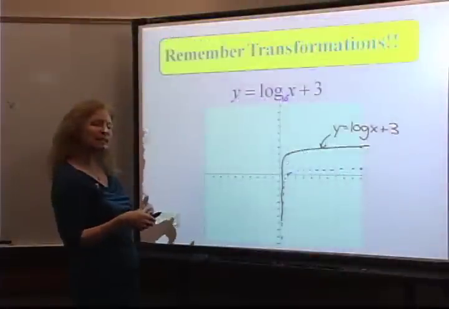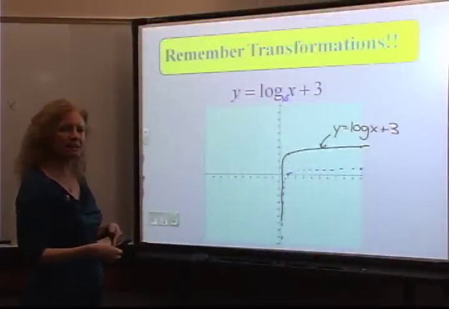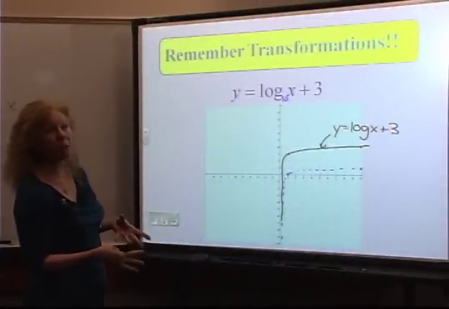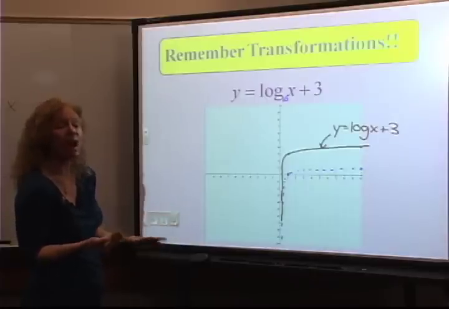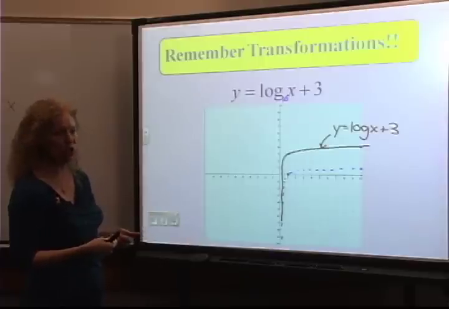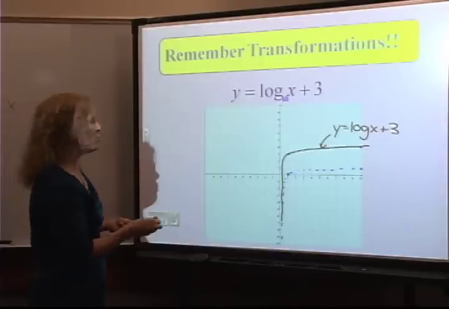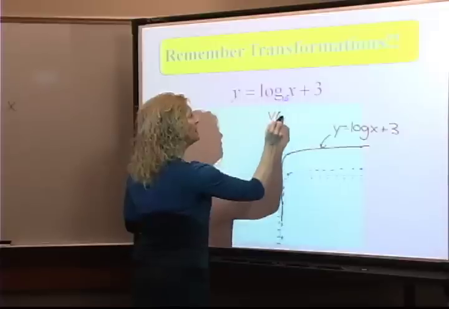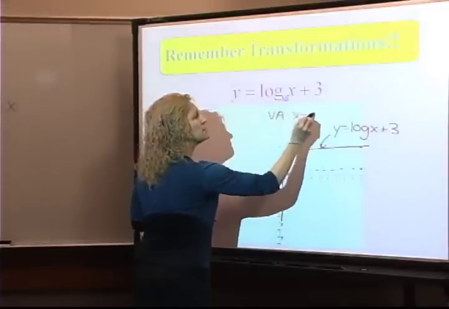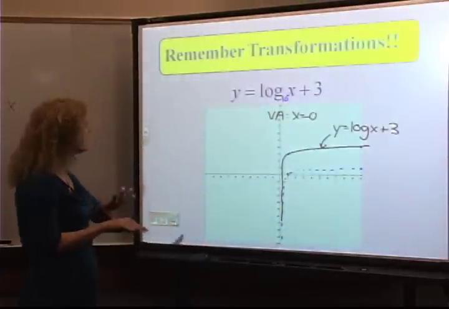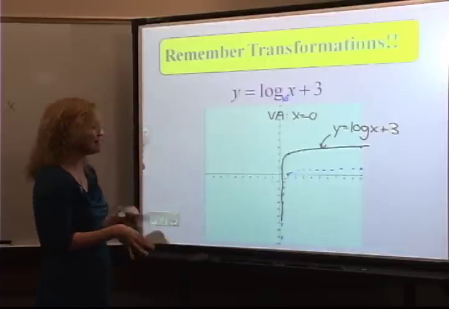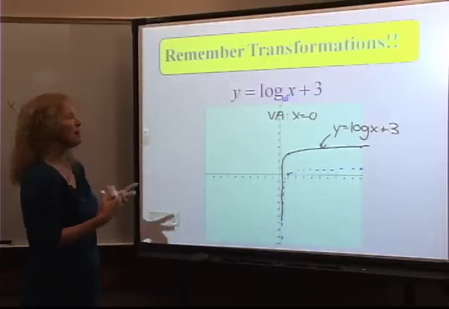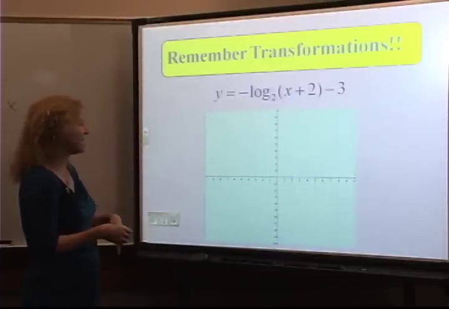Did his vertical asymptote move on us? Well, it's a little bit of a loaded question. Essentially, yes, he moved up 3, but because he's a line, we don't see any change in that. So my vertical asymptote is still x equals 0. Okay? Same kind of transformations you've been doing all along. It's kind of nice. You just get a new graph and do the same thing that we've done in the past.